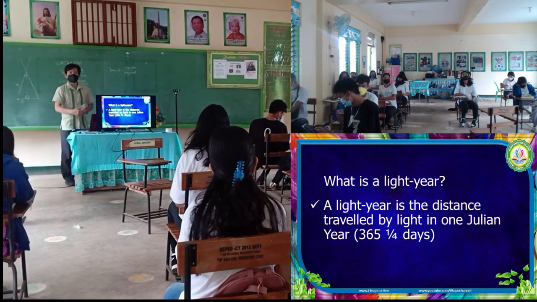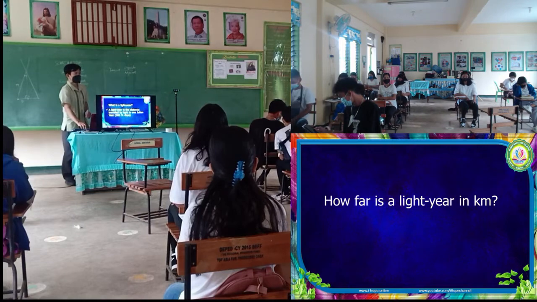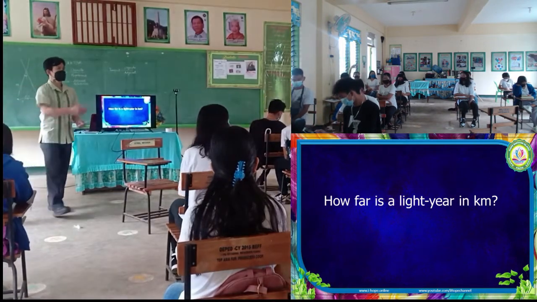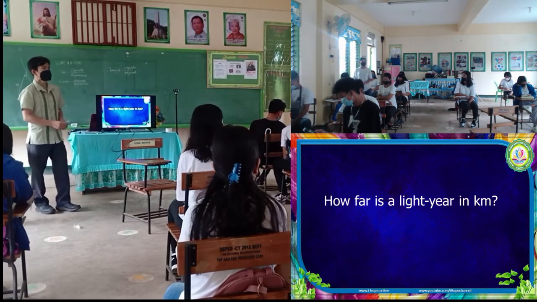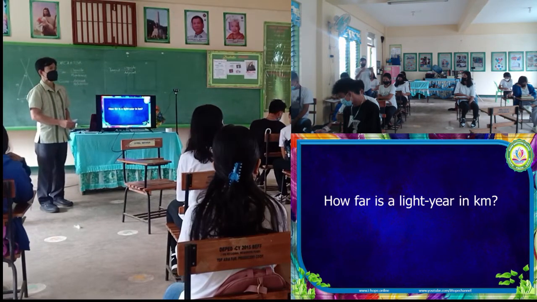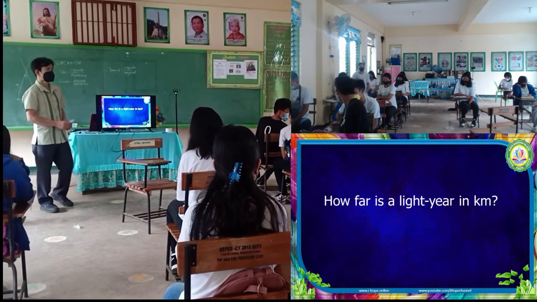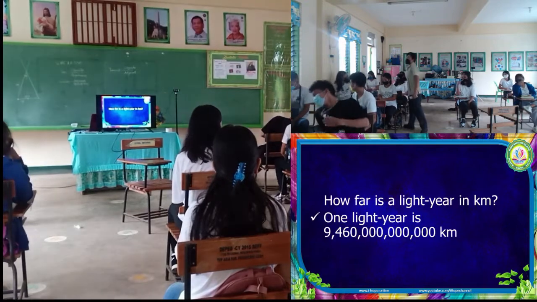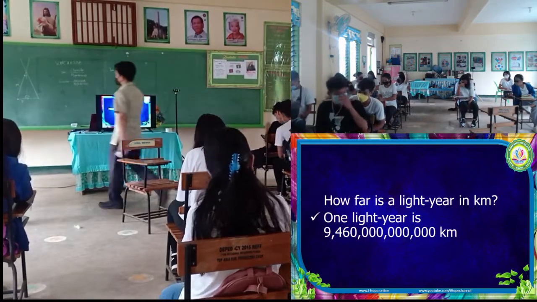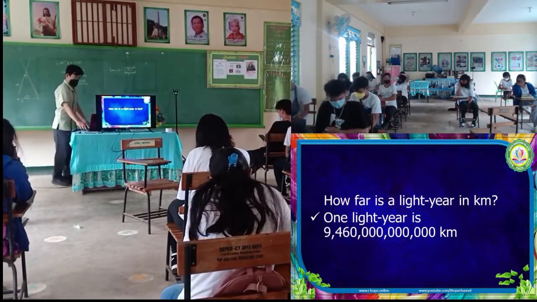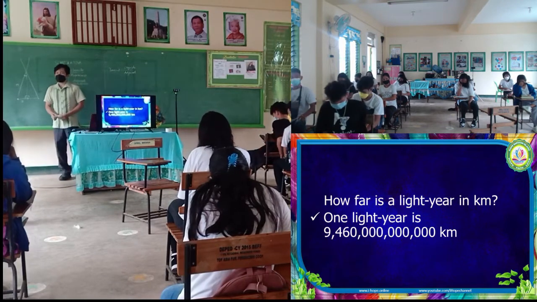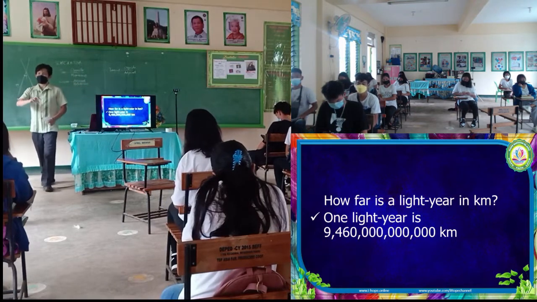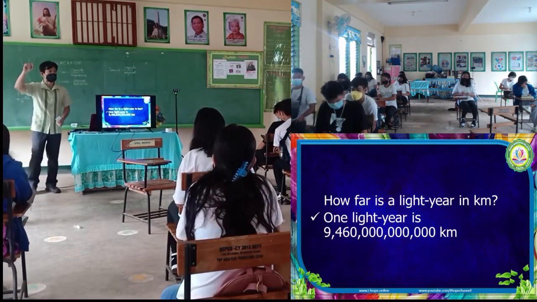But how far really is a light year in kilometers? A light year is 9,460 billion kilometers. So approximately it is 9 trillion kilometers. When written in scientific notation, the exponent is 12.